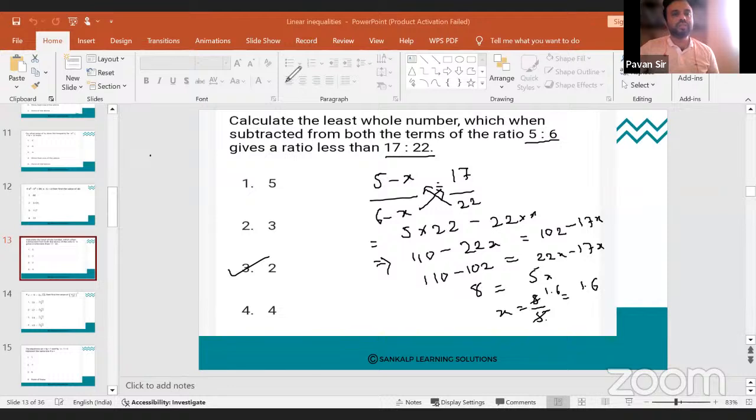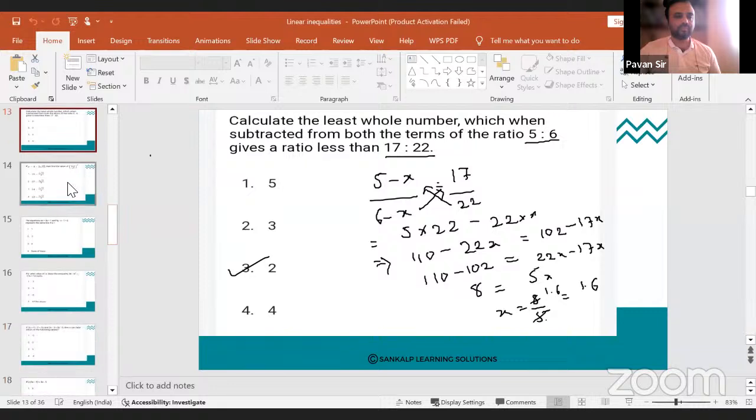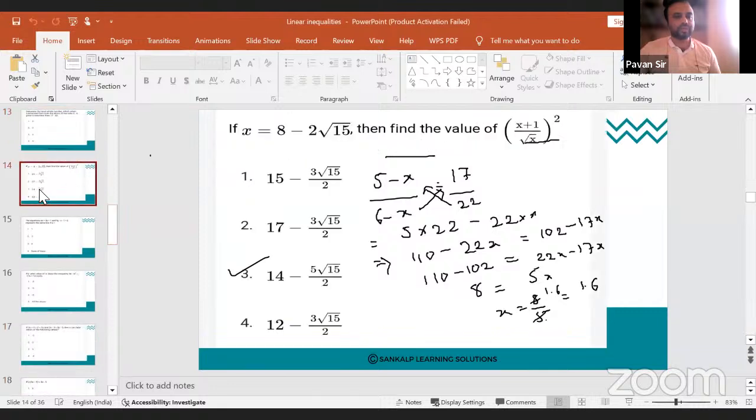Have you all understood, students? Are you understanding the concept? Please write it down, yes or no, or if you are having any doubt, you can chat it. Because I am getting very few answers from your side. Only a few students are giving the answer, whether right or wrong. Please understand the question and try to solve. Okay. Next question.